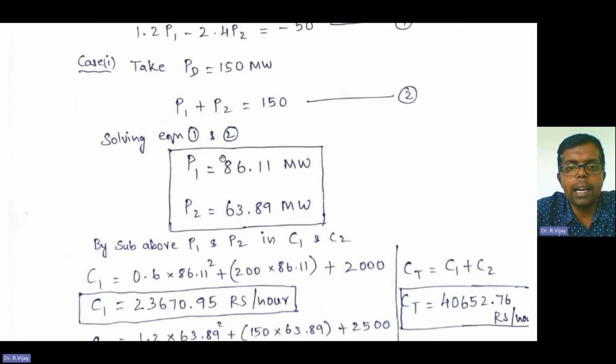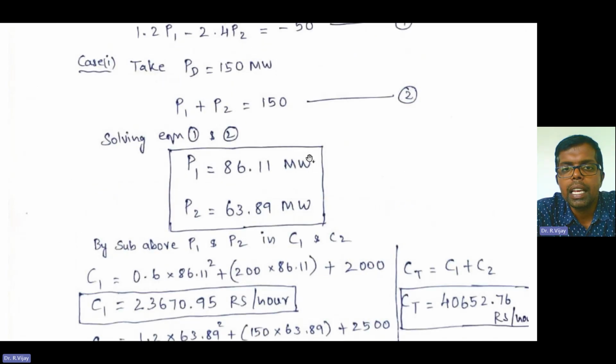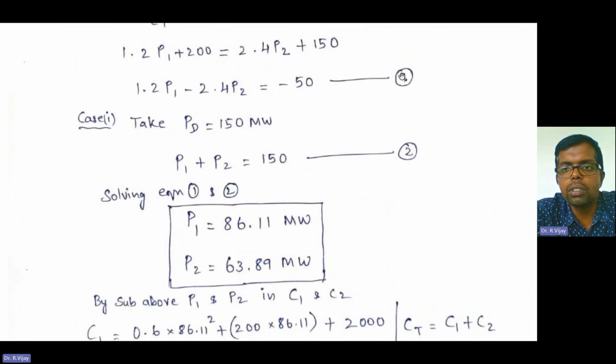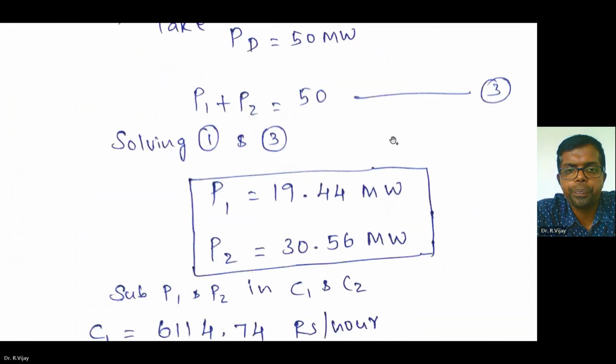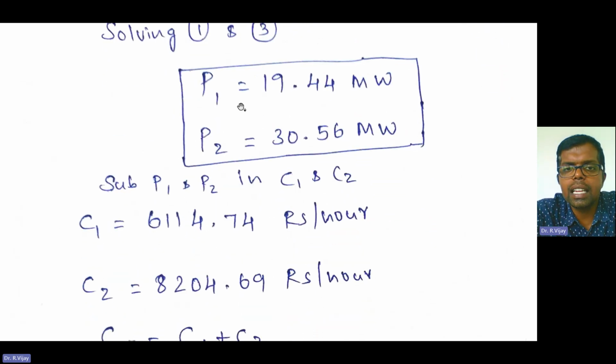While taking PD as 50 megawatt, that is P1 plus P2 is equal to 50. Take this as equation number 3. Solving equations 1 and 3. So this equation we already framed, no? After solving with your scientific calculator, we are getting the answer as P1 as 19.44 megawatt and P2 as 30.56 megawatt.